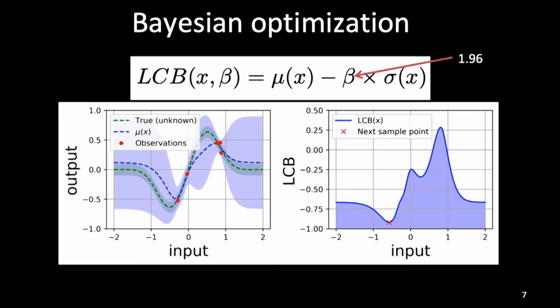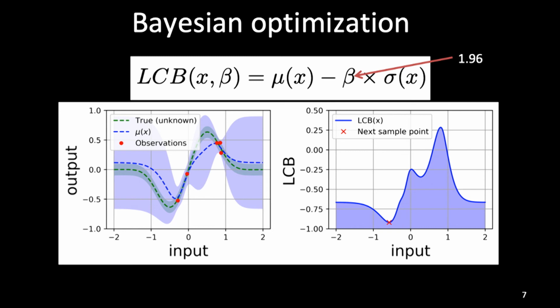You have mu of x, which is the predicted mean from the model, and sigma f of x, which is the standard deviation from the model. So your model predicts a mean and a standard deviation. That is coming from the Bayesian idea, right? And you use these two pieces of information along with a parameter called beta to balance exploration and exploitation.